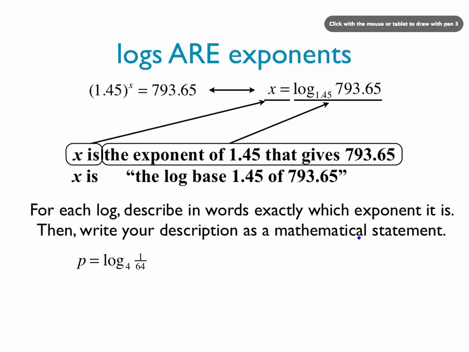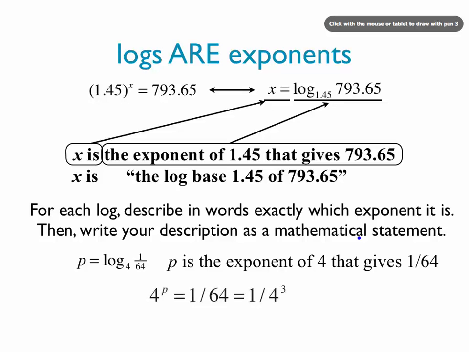Audie, what exponent is p? P is the exponent of 4 that will give you 1/64. That's it. Tell me then, how can we set up a statement that reflects that? You put 4 raised to the P is 1/64. Nailed it.